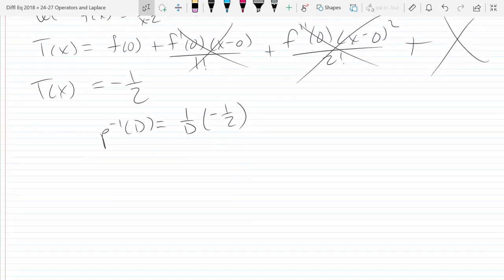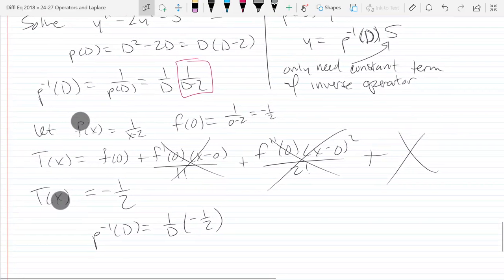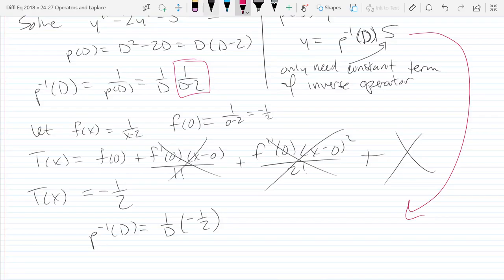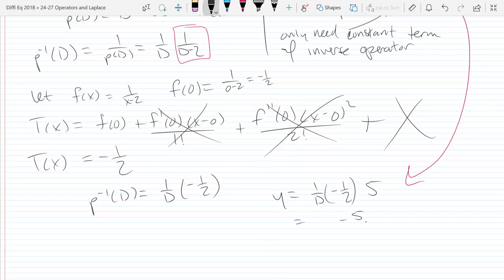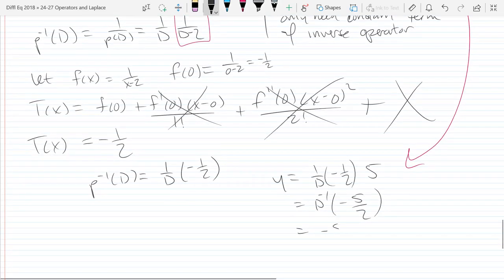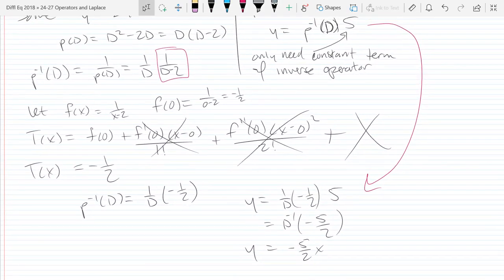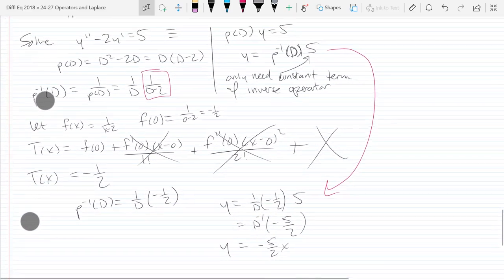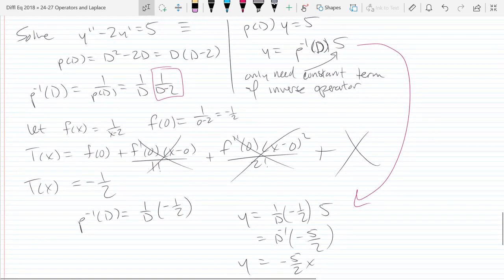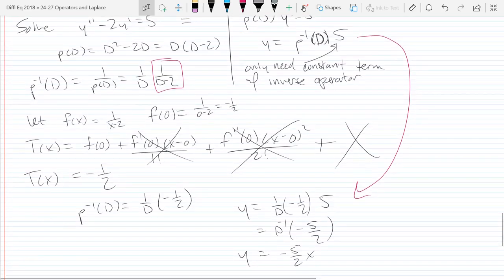All right, so that's P inverse D. We can now apply it. So I'm just rewriting that upper right equation. So we get negative 5 halves, and we're integrating this, so that's negative 5 over 2 x. This is a particular solution, YP.